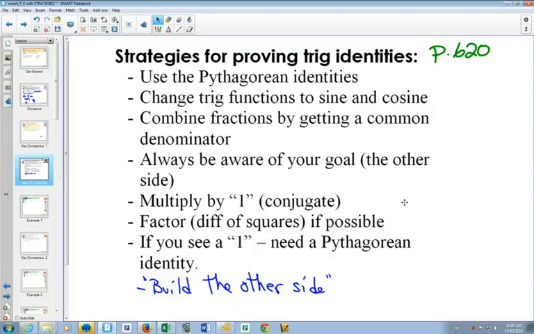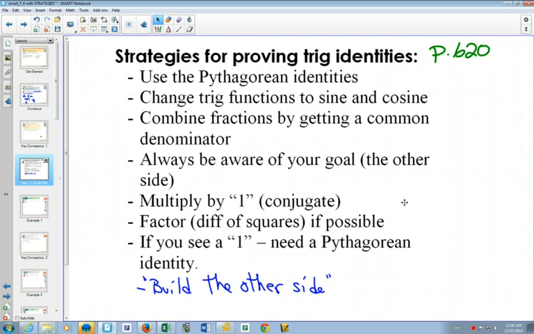Now, the first strategy here with the Pythagorean identities, that's the sine squared plus cos squared equals 1, the tan squared plus 1 equals secant squared, and the cotangent squared plus 1 equals cosecant squared. Those ones we just got introduced to on Friday, and we just started them in this section.